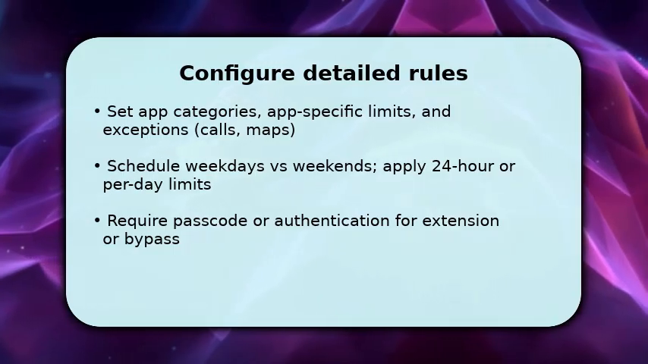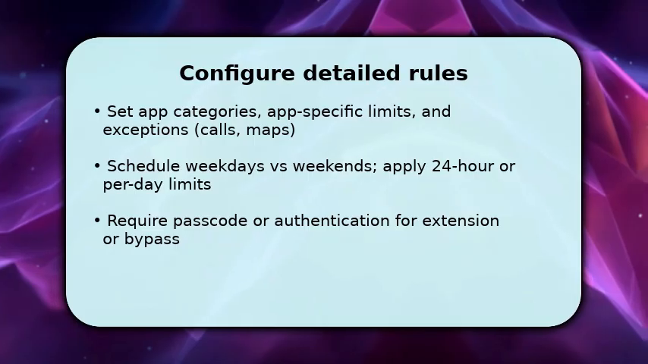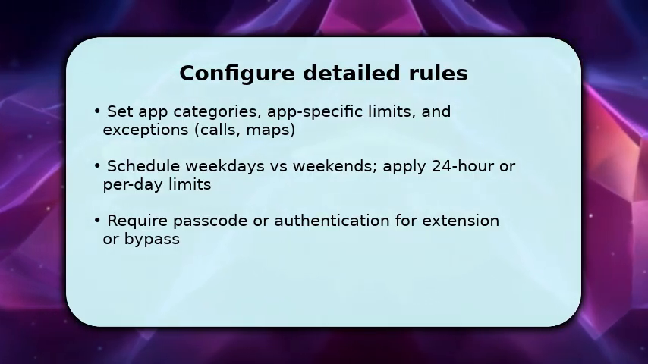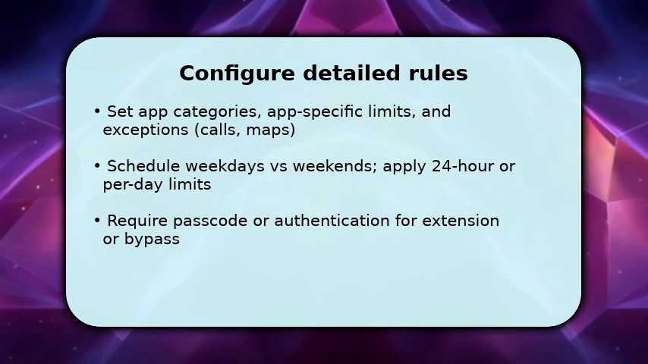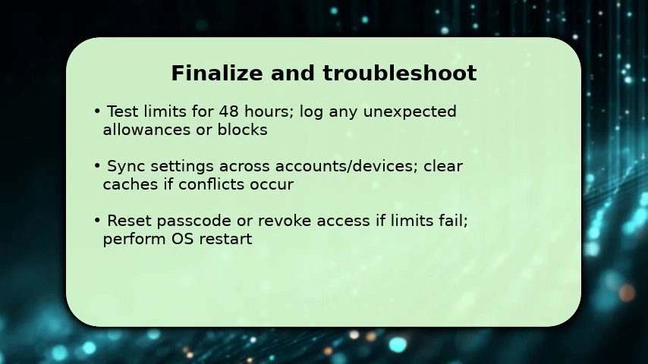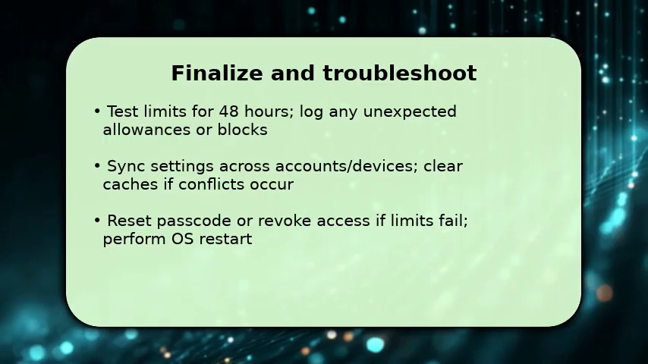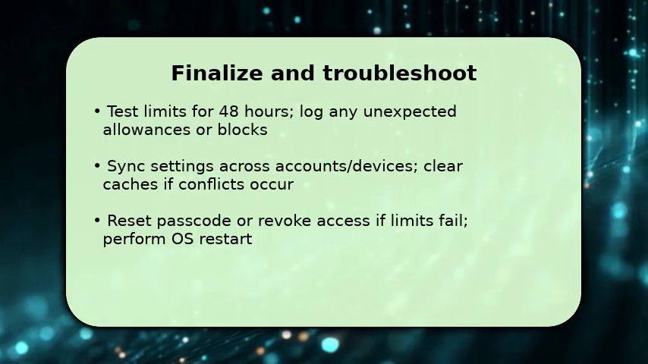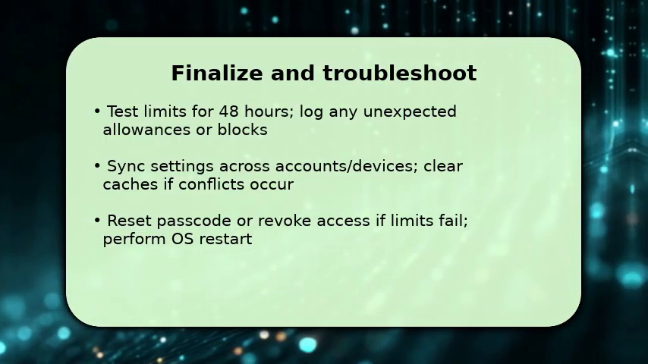Finally, require a passcode or authentication to extend or bypass limits. That prevents casual overrides and ensures the policy actually changes behavior. Finish by testing the configuration for at least 48 hours. Run normal usage and watch for unexpected allowances or blocks so you can refine rules.